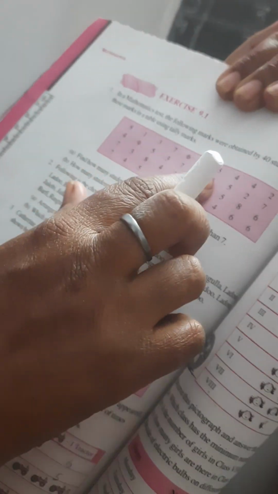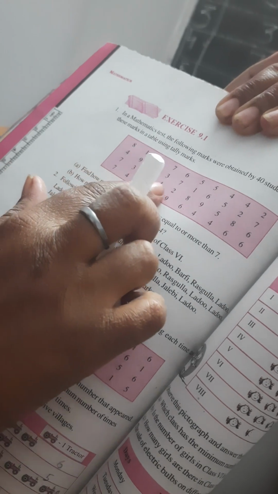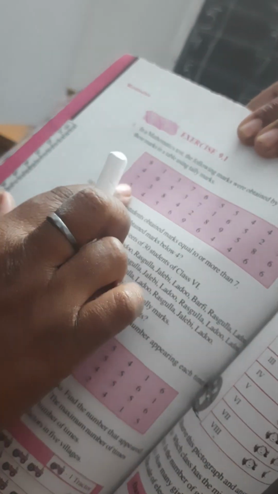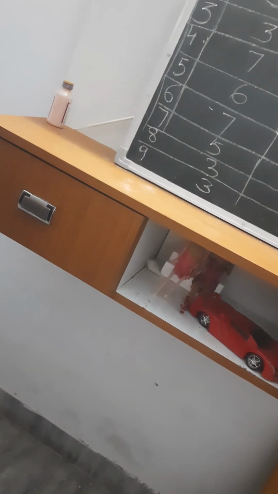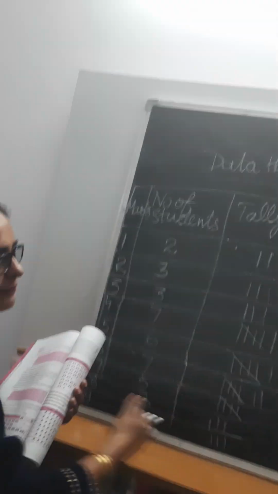If you see this, 9, 1, 2, 3. 3 times 9 also. So marks 9 is repeated 3 times. So this is how, students, we have depicted the information given in the form of a table, here in tally marks. So this one we call tally.